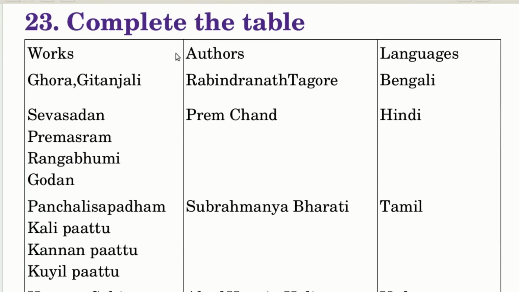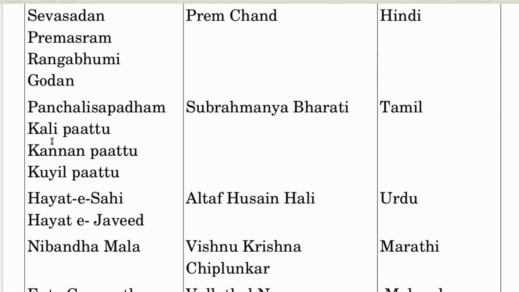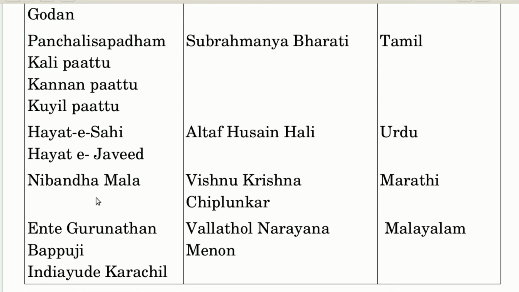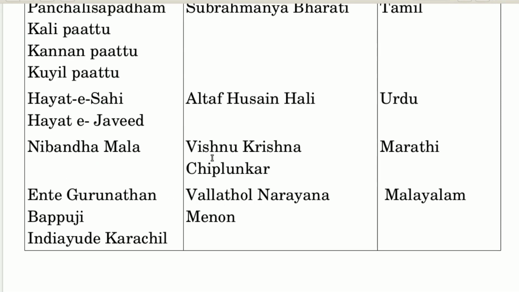Complete the table. Works, authors, languages. Gitanjali, Rabindranath Tagore, Bengali. Seva Sadan, Premashram, Rangbhoomi, Godan, Premchand, Hindi. Panchali Sapatham, Kuyilpattu, Kannanpattu, Subramania Bharati, Tamil. Musaddas-e-Hali, Hayat-e-Javed, Altaf Hussain Hali, Urdu. Deshabhimani, Vishnu Krishna Chiplunkar, Marathi. Ente Gurunathan, Bapuji, Indiyude Karachil, Vallathol Narayana Menon, Malayalam.